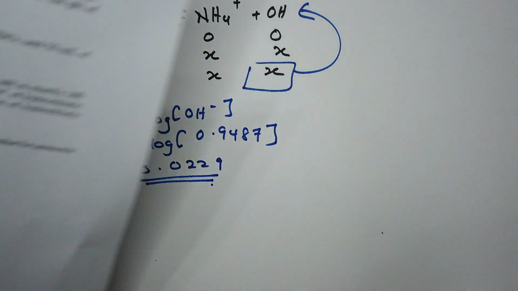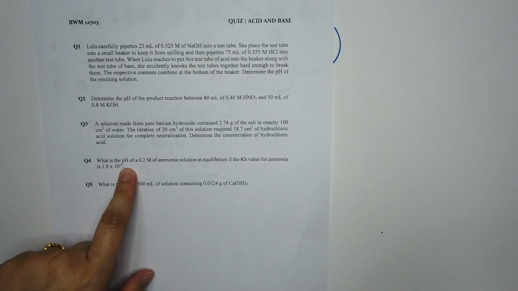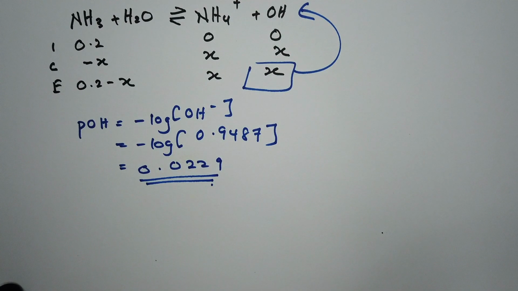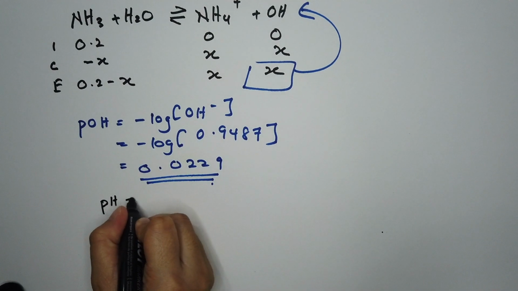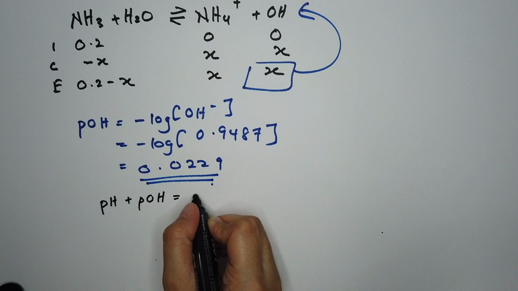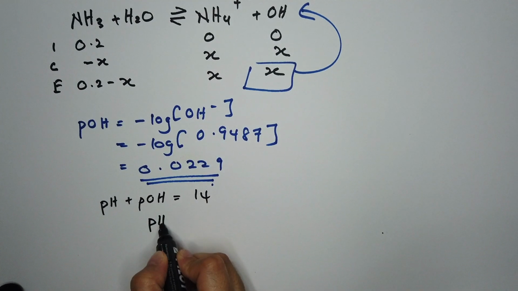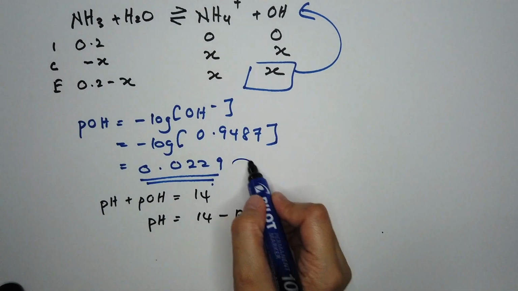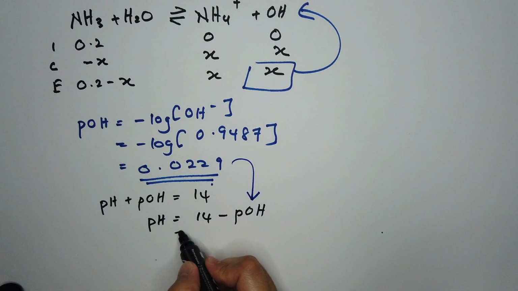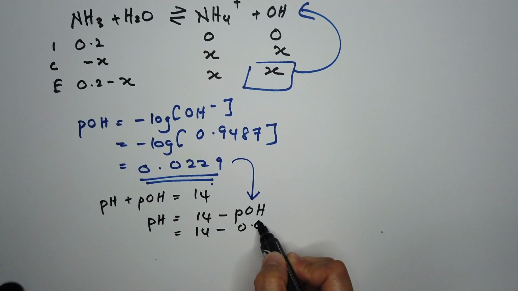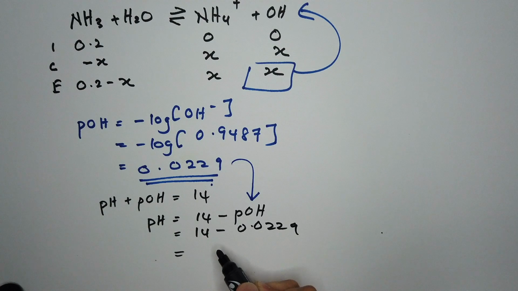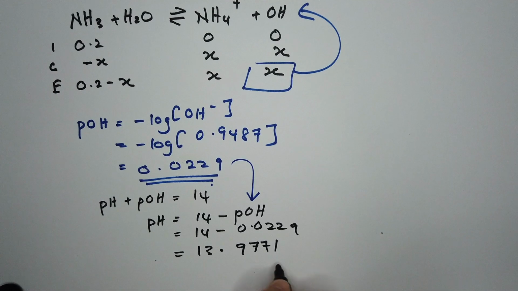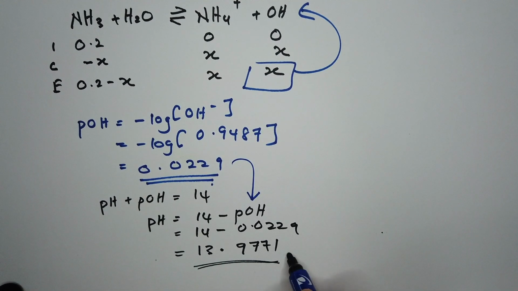But in the question, you were asked to calculate the pH at equilibrium, right? So the pH of it: pH plus pOH is equivalent to 14. So your pH is 14 minus your pOH, which is this one. So 14 minus the pOH, you should get the final answer. So this is your final answer for this question.